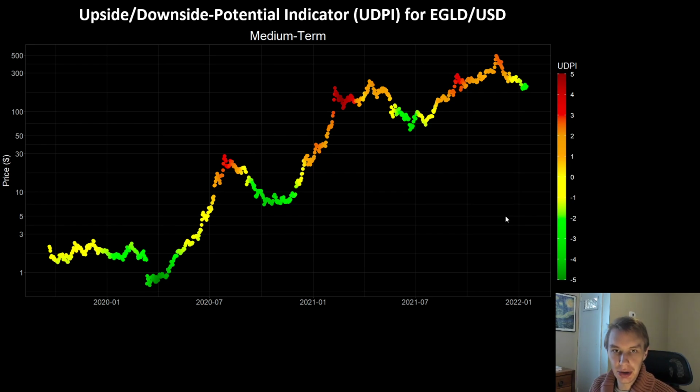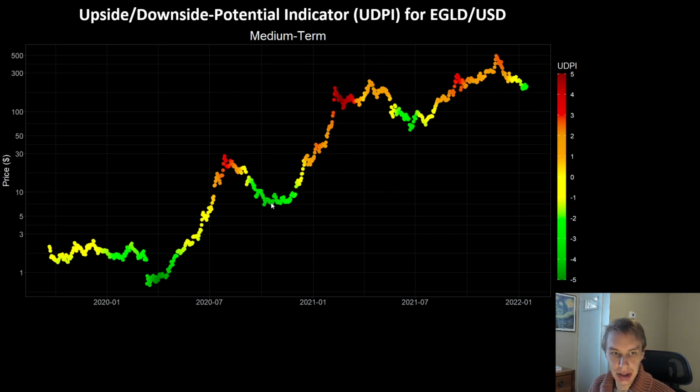So what I want to show to give some initial context for what I want to talk about today is just what our risk indicator, the upside downside potential indicator, makes of Elrond's recent price action. If you're familiar with our risk indicator, you know how to read these graphs, but in brief, what I'm showing you here is the price history of EGLD over time, with each dot being a day and each day color-coded by the output of our risk indicator. So 5 is high risk, -5 is low risk.